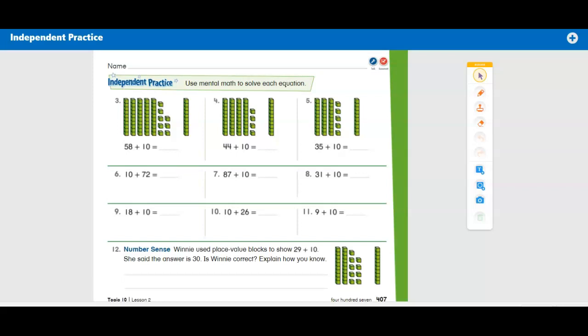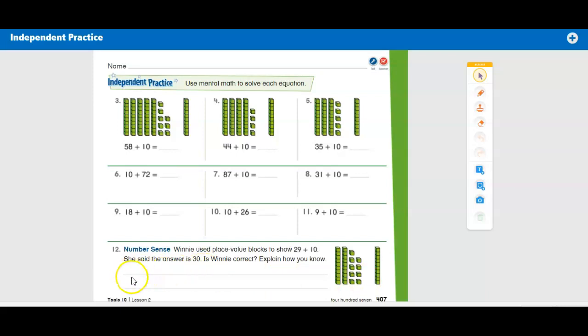For number 12, at the bottom of the page, it says Winnie used place value blocks to show 29 plus 10. She said the answer is 30. Is Winnie correct? Explain how you know. Winnie saw the value on this first block and said it's worth 29, and said the value on the second block was 10. When she added it together, she got 30.